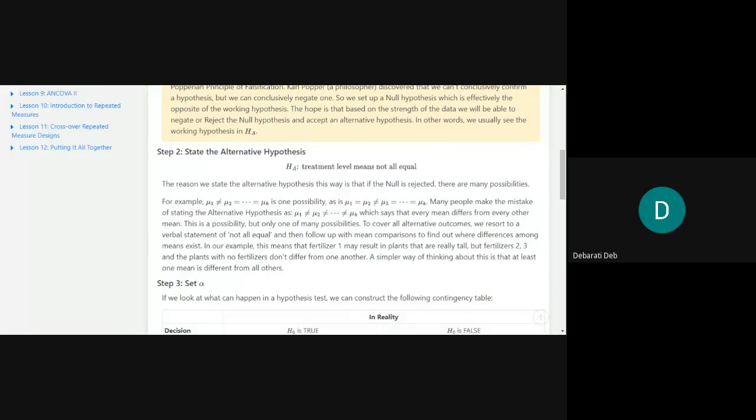But this is also one of the many other possibilities. Other possibilities, in the sense, the first two means can only be unequal. The second and third means can only be unequal. The third and the fourth means can only be unequal. Like that, there can be many possibilities. To cover all alternative outcomes, we resort to a verbal statement of not equal, not all equal. Okay. So, in order to cover all these possibilities and not simply state that all means are going to be different, we come to a verbal statement of not all equal. So, we write treatment level means not all equal.